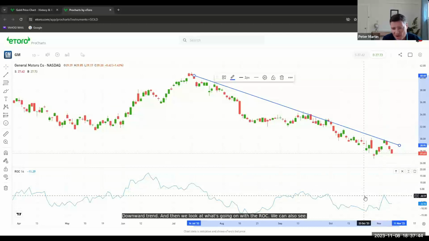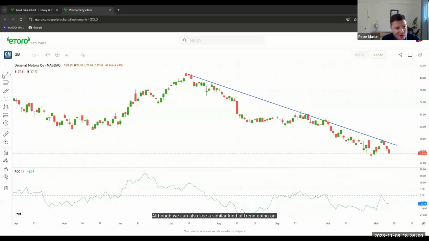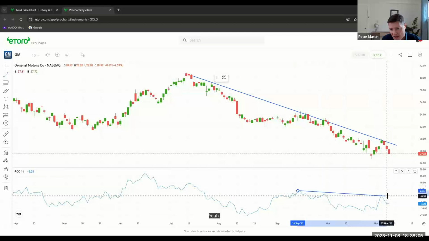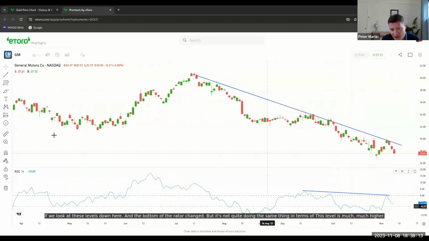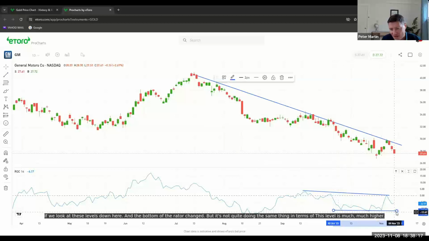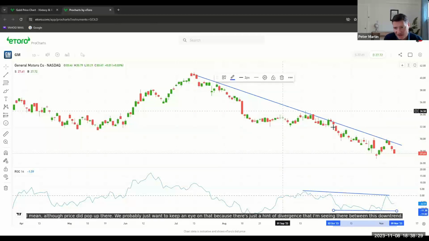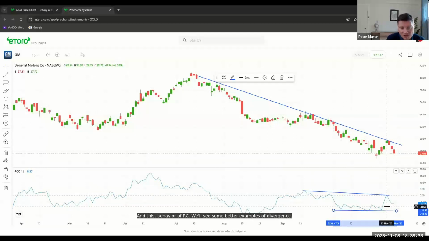And then we look at what's going on with the ROC. There's possibly some divergence going on here, although we can also see a similar kind of trend, there's just a hint. If we look at these levels down here at the bottom of the rate of change, it's not quite doing the same thing, this level is much, much higher. Although price did pop up there, we probably just want to keep an eye on that because there's just a hint of divergence that I'm seeing between this downtrend and this behavior of ROC. We'll see some better examples of divergence as we go on. Let's go back to our presentation.